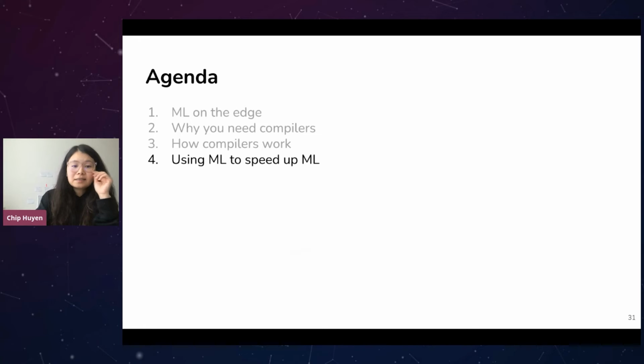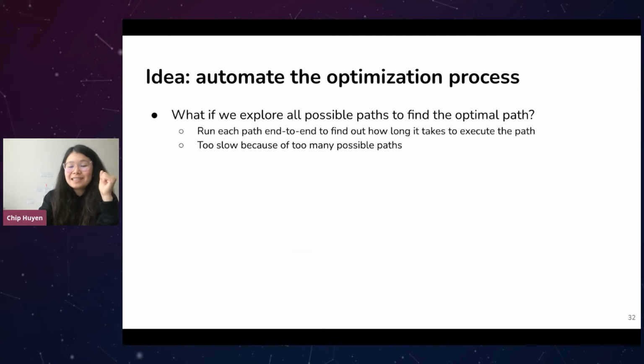So an idea is, what if instead of doing hand-tuned optimization, we use machine learning to do optimizations? What if we explore all possible paths to execute a graph to find the optimal path? You can explore a path, run the path end to end to find out how long it takes to execute, and then choose the path that is fastest. But it's too slow because there are too many possible paths.